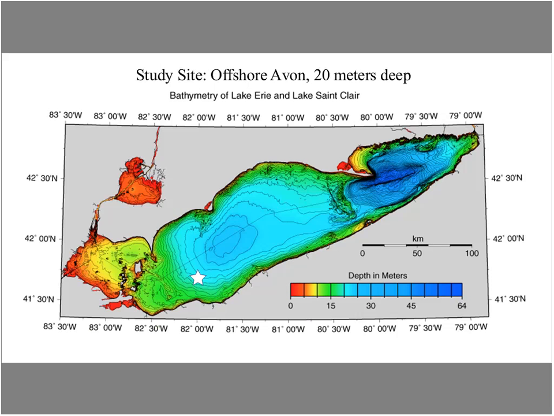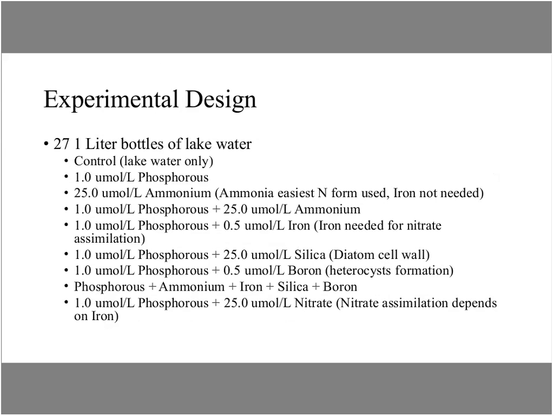So my study site was in Avon, Ohio, which is 20 meters off the shore, right about here. To set up the experiment, we used 27 one-liter nutrient bottles. We had a control, which was just lake water. We had a bottle with phosphorus only, a bottle with ammonium only, a phosphorus and ammonia together, and phosphorus and iron.